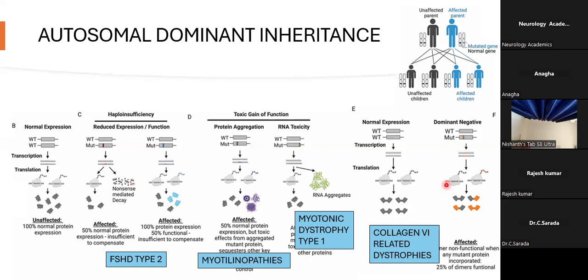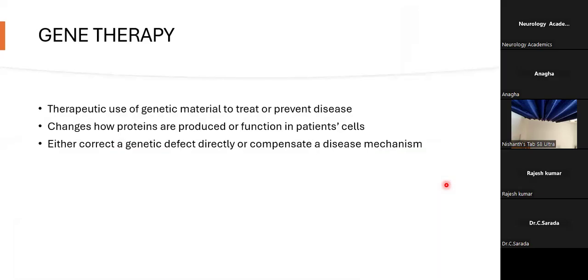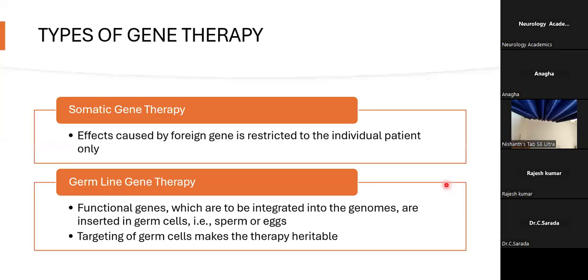Except for dominant haploinsufficiency, where there is reduced protein, the protein will also have to be supplemented. So coming to gene therapy, this refers to the therapeutic use of genetic material to treat or prevent disease. Gene therapy changes how proteins are produced or function in the patient's cells. This is targeted either to correct a genetic defect directly or to compensate a disease mechanism. So there are different types of gene therapy.